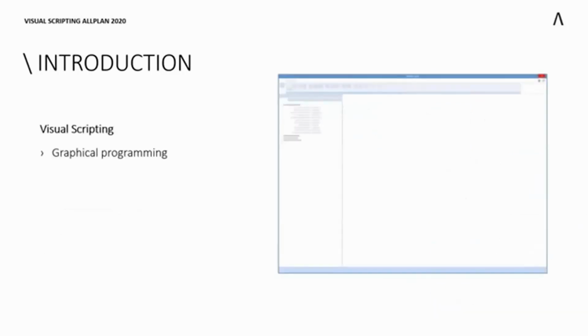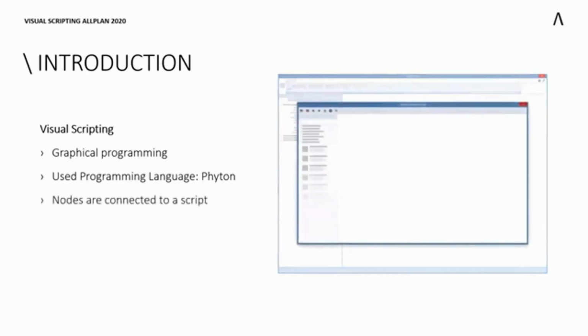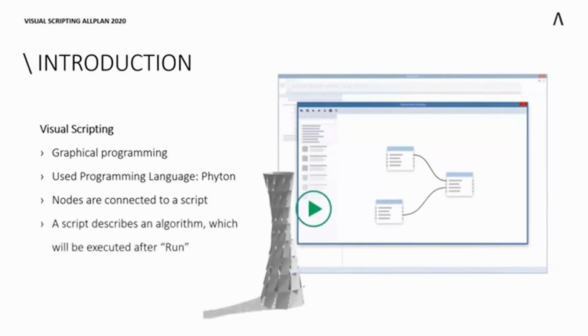So what is visual scripting? Visual scripting is a graphical program. The language behind this is Python. And for a script, nodes will be connected with connection lines, and then the script describes an algorithm which will be executed after the run.